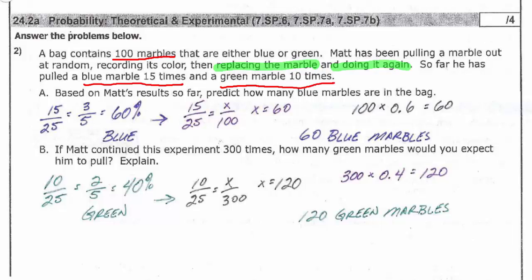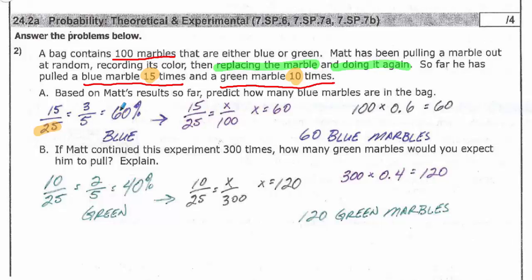All right, question A. Based on Matt's results so far, predict how many blue marbles are in the bag. So we know that Matt pulled a total of 25 marbles, the 15 and the 10 put together, and 15 of those were blue. That works out to be 3/5 are blue, or 60%.